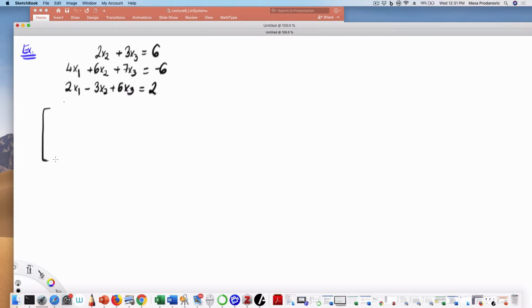So if I write an augmented matrix for this, it's 0, 2, 3, and 6, 4, 6, 7, minus 6, and 2, minus 3, 6, and 2. And again, the reason why we're using this matrix is simply because we don't want to keep writing x1, x2, x3 as we go, as we are changing these coefficients. Okay, now what?